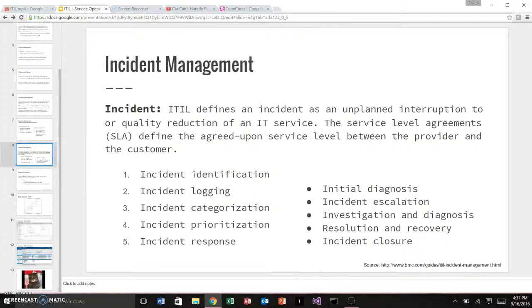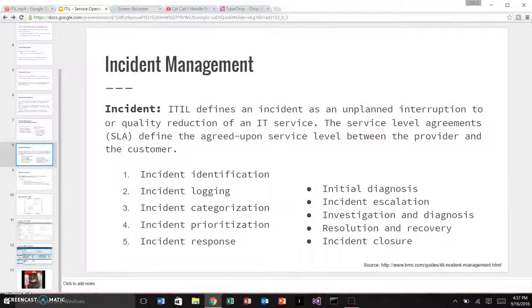All right, we have two more things to talk about in service operation. The first is incident management, and the next is request fulfillment. First, incident management is defined as an unplanned interruption to or quality reduction of an IT service. That quality reduction is defined by the SLA, or service level agreement, that is defined between the provider and the customer. If the service quality drops below that, then it is considered an incident, as well as any unplanned interruption.